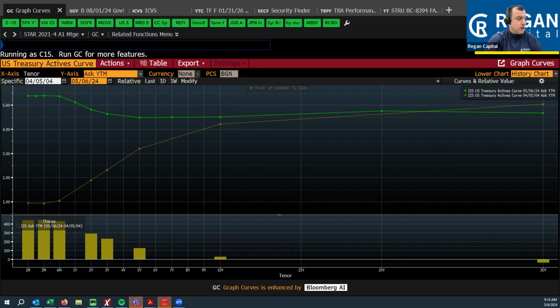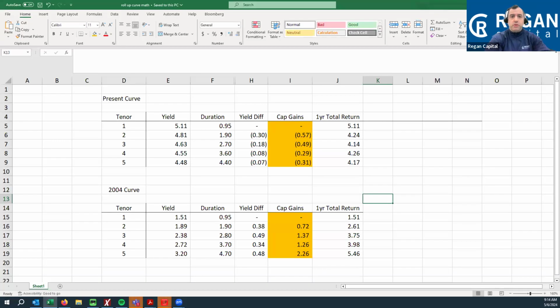And I want to pull up this file that we put together, which talks about investing in a bond ladder. You might have heard the term rolling down the curve. And so we have the curve down here, and I just wanted to put in years 1 through 5 to think about investing in a short-term bond ladder. And you have the 2004 curve down here, the present curve up here. So take a look at owning the 5-year here.